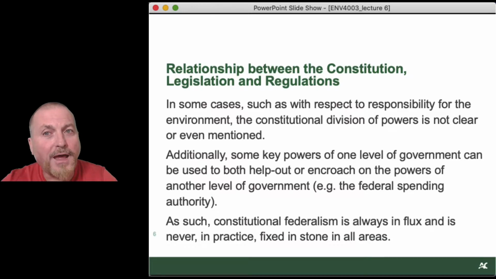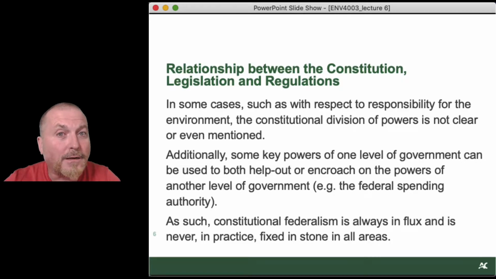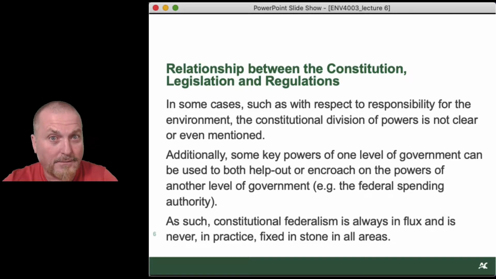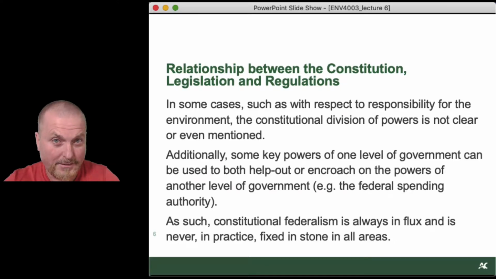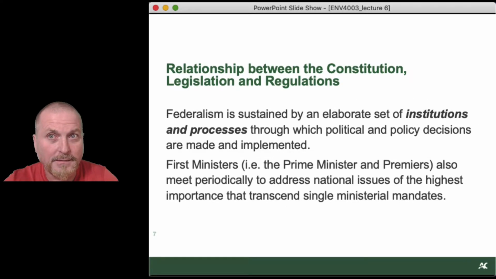All right, so that creates fertile ground, obviously, for quite a lot of maneuvering and political conflict. Okay, and because of that, constitutional federalism is always in flux. It is never fixed in stone. All right, so that's the dynamic that environmental policy must operate in a Canadian context, okay? And federalism also requires us then to establish quite an elaborate set of institutions and processes through which political and policy decisions are made and implemented, okay?